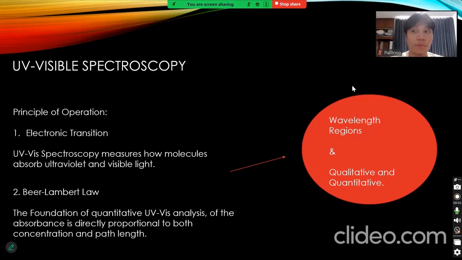Okay, moving on to UV-visible spectroscopy. This is the principle of operation, electronic transitions. UV-Vis spectroscopy measures how molecules absorb ultraviolet and visible light. Second is the Beer-Lambert law, the foundation of quantitative UV-Vis analysis: absorbance is directly proportional to both concentration and path length. Then the wavelength regions, and quantitative and qualitative analysis.